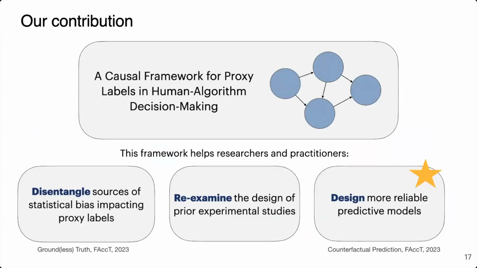Great, so now that I've told you about our overall framework, and I've also given a sense of how you can use it to conceptually think about different issues of statistical bias impacting proxy labels, especially across different decision-making tasks, I'd like to tell you now about how we can actually use these tools more concretely to design more reliable predictive models.